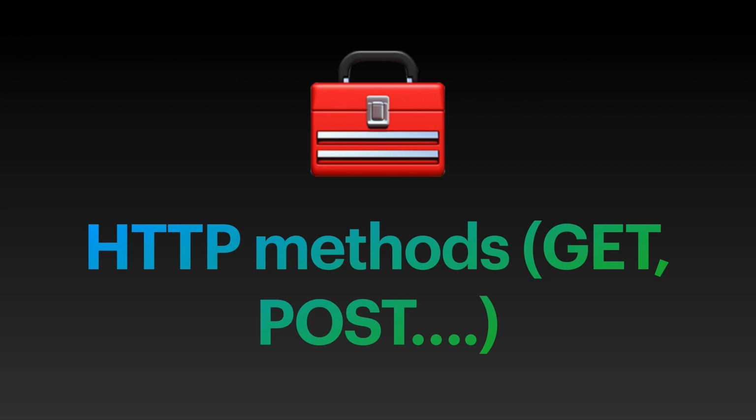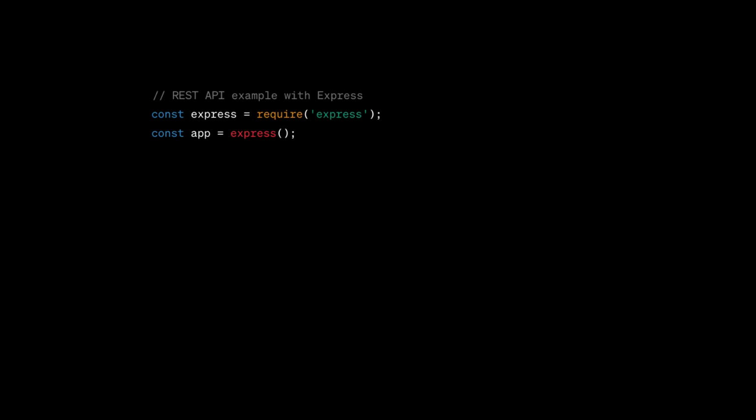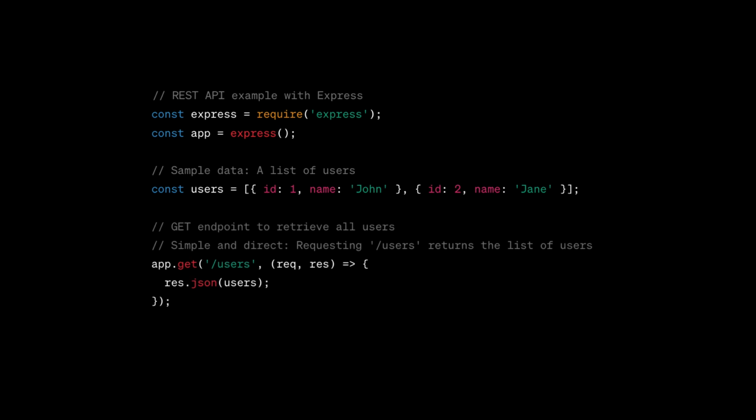It operates on standard HTTP methods and is designed around resources and the representation of data state. Now let's define a REST API and get some data. First, we need to initialize an Express application. Then we create some simple data, in our case a list of users. Then we add a GET endpoint to retrieve all users. Simple and direct: requesting /users returns the list of users, and then we start the server.